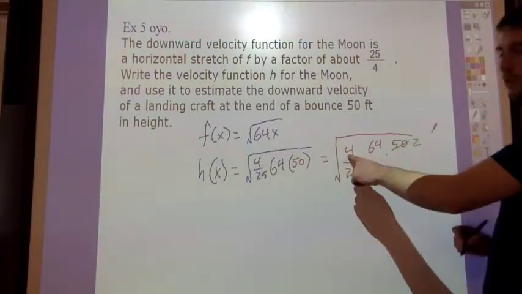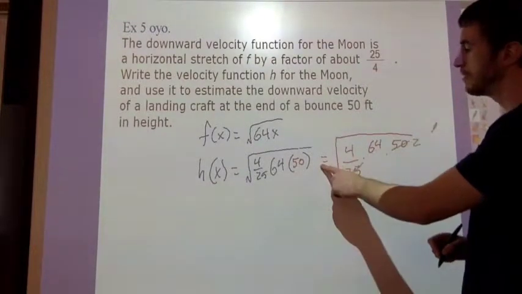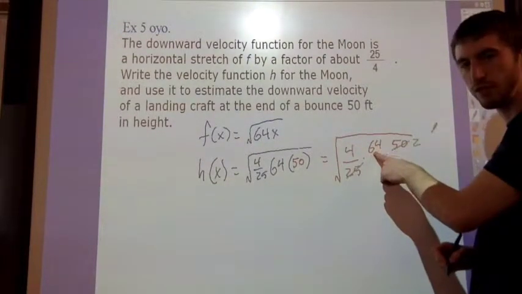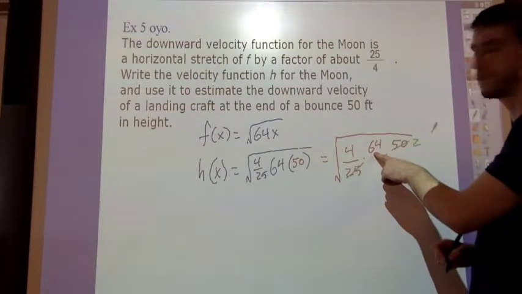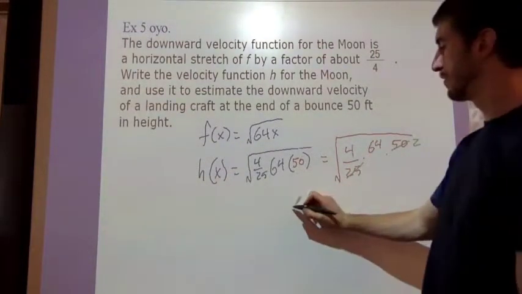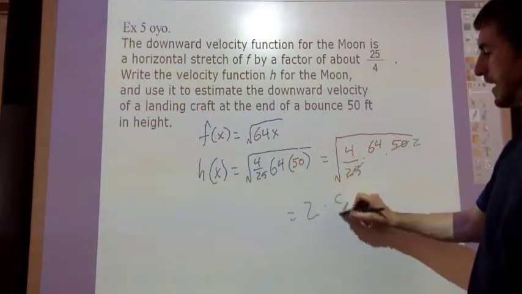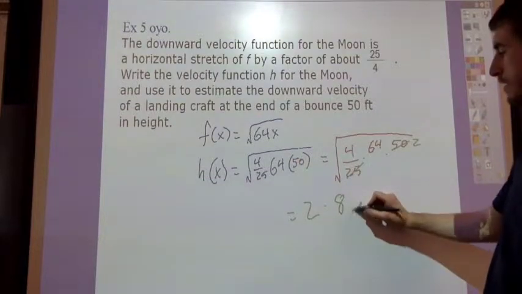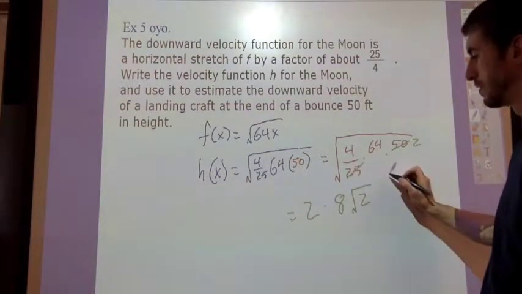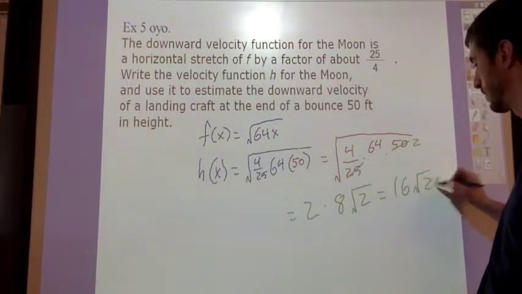I've got a 4 right here, and I already know that the square root of 4 is 2, so I can bring a 2 out. I've got a 64 right here, and I already know that the square root of 64 is 8, so I can bring that out. So this becomes 2, because that was my 4, times 8, because that was my 64, times the square root of 2, which is, of course, 16 times the square root of 2.